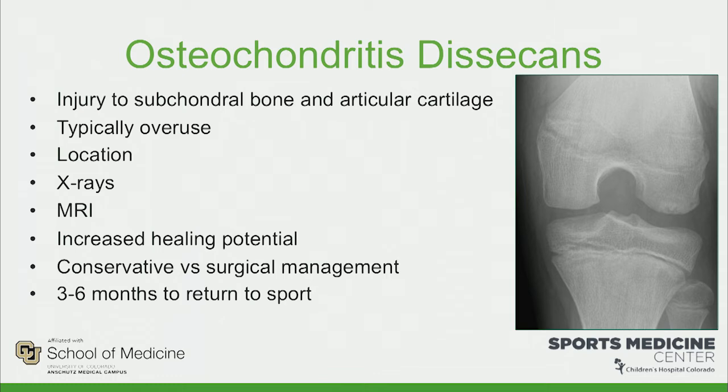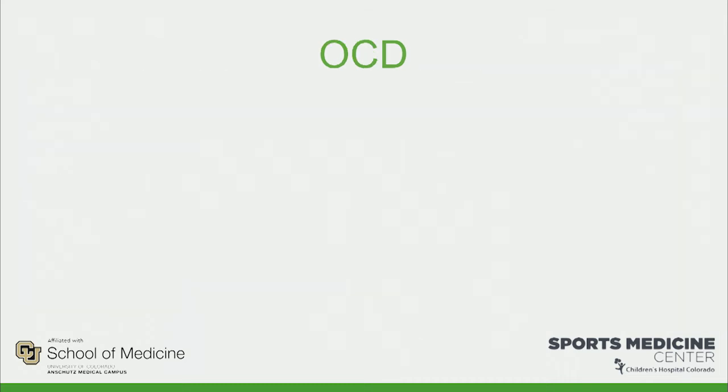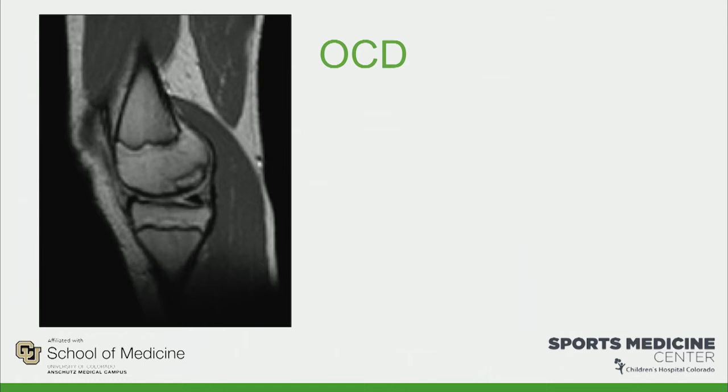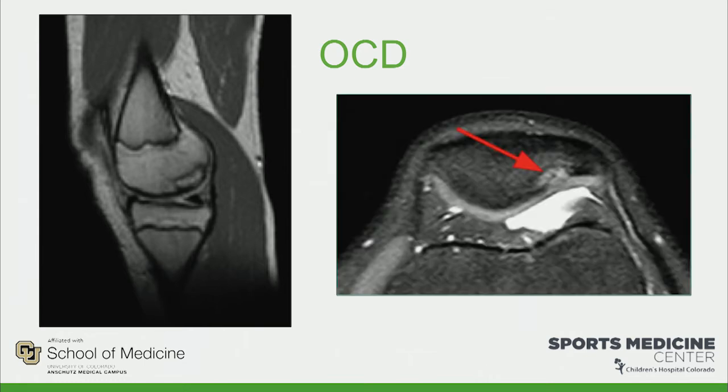This is an example of a lateral femoral condyle OCD. So you can see kind of that moth-eaten looking appearance or cystic appearance of the lateral femoral condyle. And then just a couple other MRI images. So one on the femoral condyle and then one on a patella.